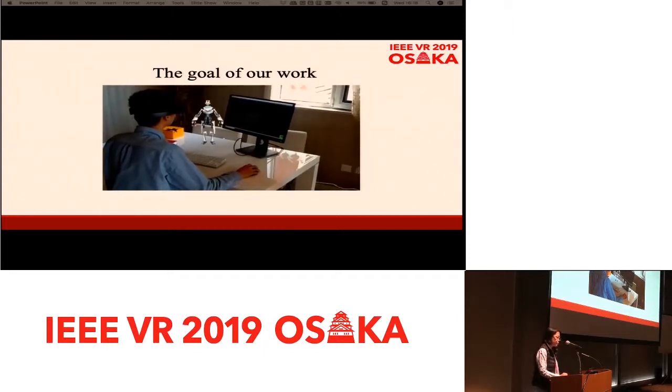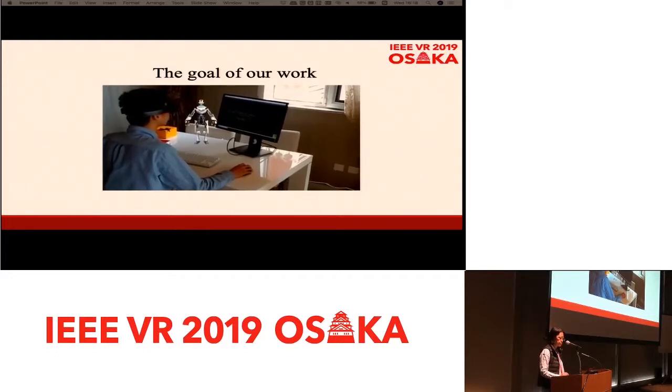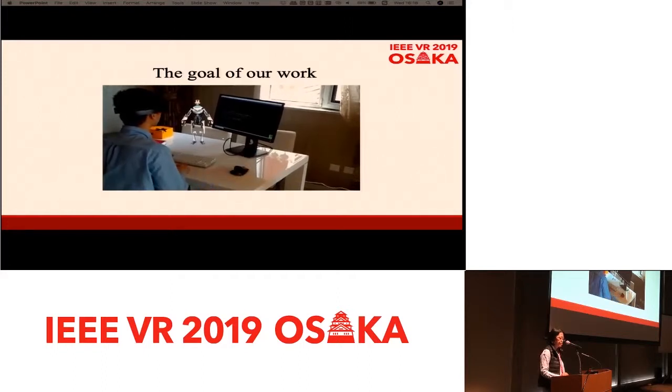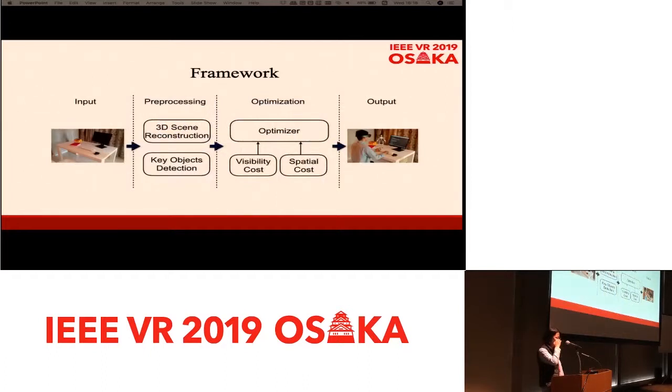In our work, we attempt to design a pipeline to place an agent. In mixed reality setting, the location and the orientation of the agent should be appropriate and consistent with the scene semantics. Here is the framework of our approach. Given a scene in which a user will interact with an agent, our approach optimizes the location and the orientation for the agent so that the user can feel convenient and natural.